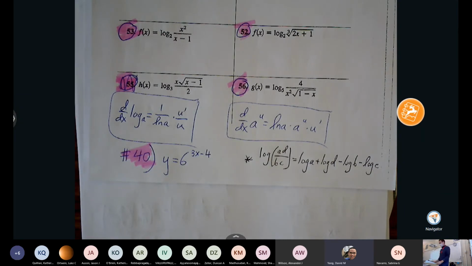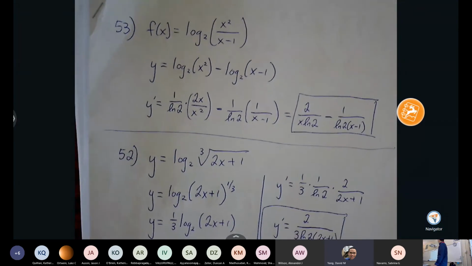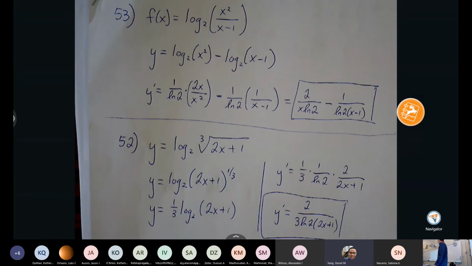Okay, all right, let me go through each problem with you. Looks like your steps, looks like you're doing pretty well from what I can see. All right, 53, expand, right?